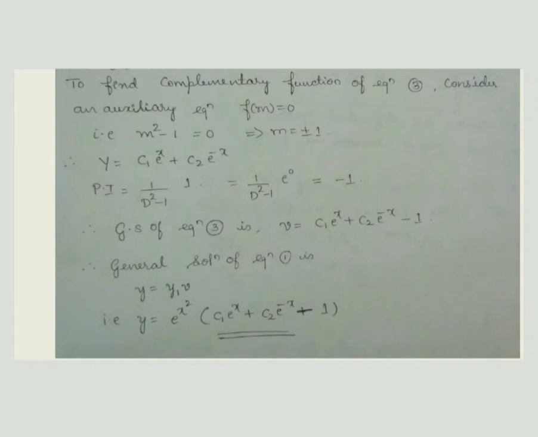So therefore the general solution of equation number 3 is a combination of complementary function and particular integral. Complementary function was c1 e power x plus c2 e power minus x. Particular integral is minus 1. So therefore the general solution of equation number 1 is y is equal to y1 into v. There is the last step to find the normal form. Okay, y is equal to y1 into v. y1 we obtained as e power x square. v is now c1 e power x plus c2 e power minus x minus 1, where c1 and c2 are arbitrary constants. So that is the general form, that is the conversion of second order differential equation into normal form or reduction.